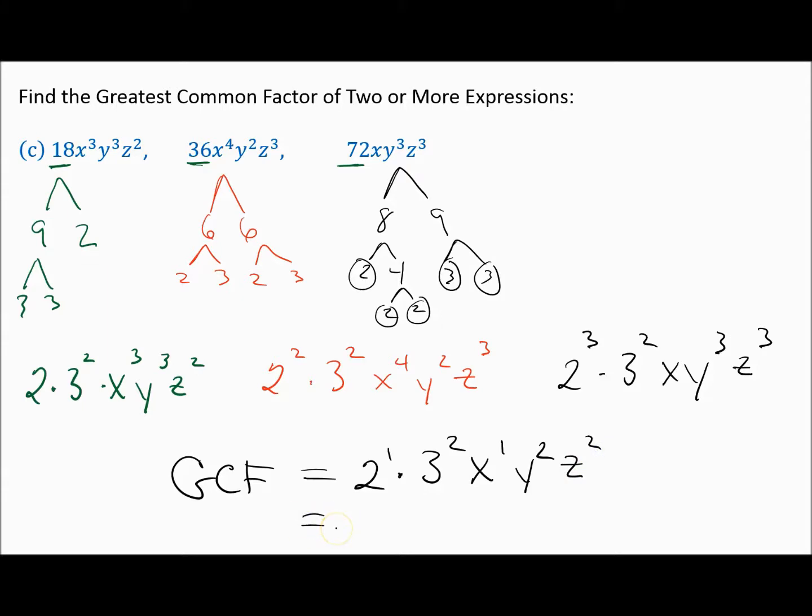And my greatest common factor is going to be 2 times 3 squared, which is 9. 2 times 9 is 18. That's the 18 we talked about at the beginning. Times x, y squared, z squared. So that's my greatest common factor.